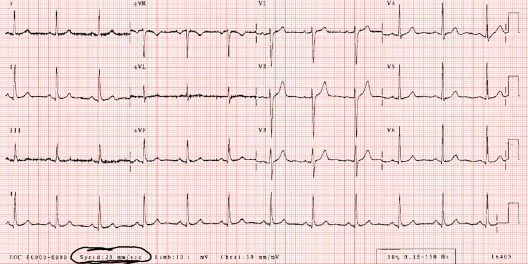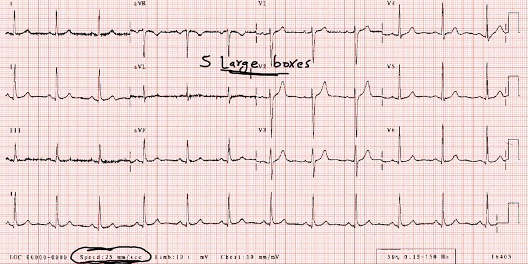In the last lecture, we learned that one small box on x-axis is equal to 1 mm. And since one large box consists of 5 small boxes, one large box must be equal to 5 mm, right? Now, how many large boxes must be there in 25 mm? 5 large boxes, right? So in simple terms, in 1 second, the ECG machine is producing tracing on 5 large boxes.